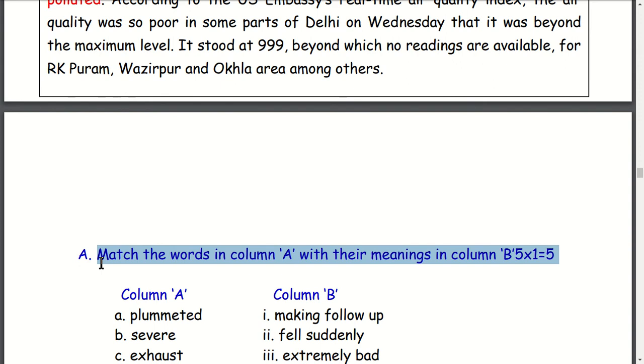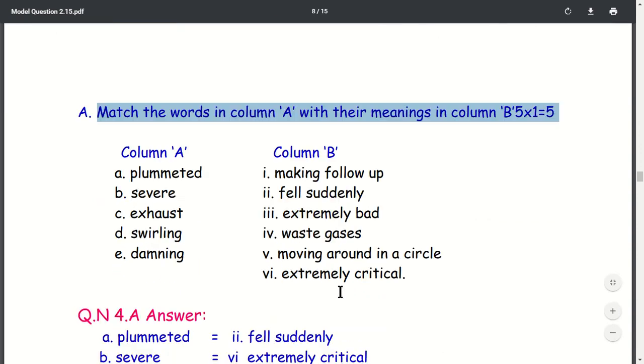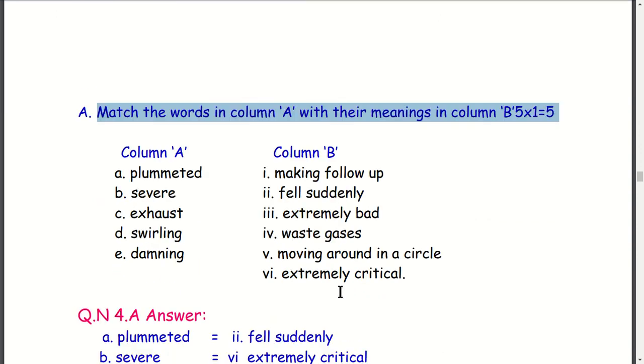Match the words in column A with their meanings in column B. One question carries 1 mark. This is column A and this is column B. Generally, in column A there are 5 questions, and in column B there are 6 alternatives to make it confusing. One extra can be added to make you confused.